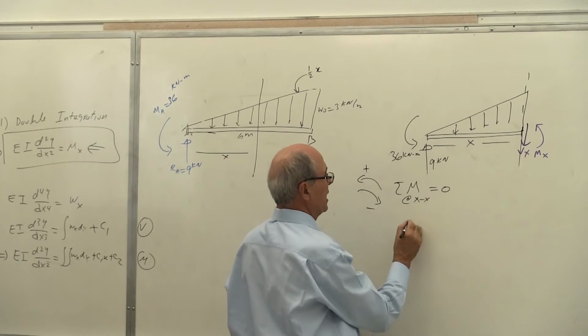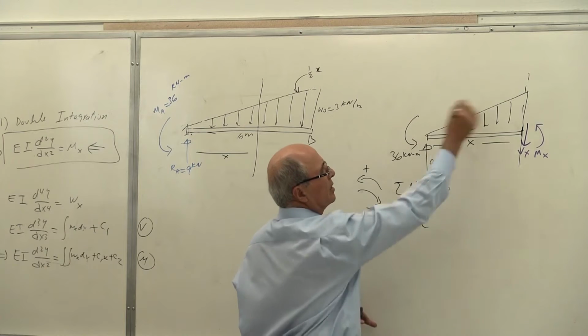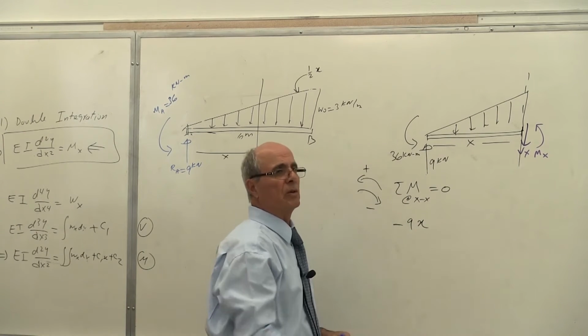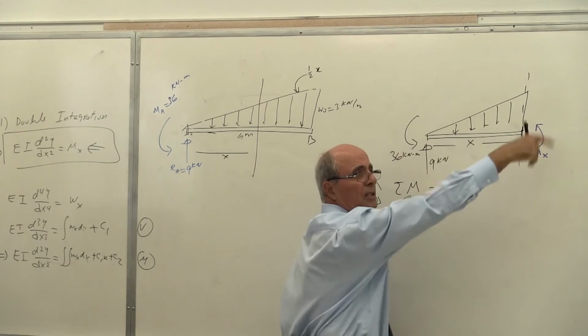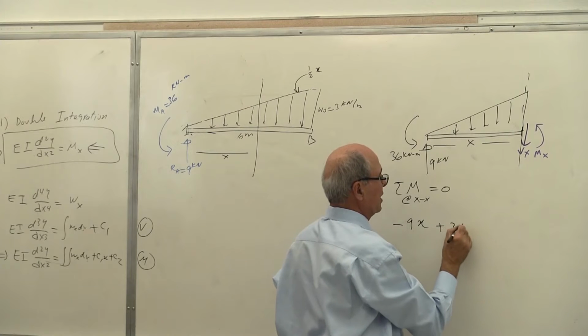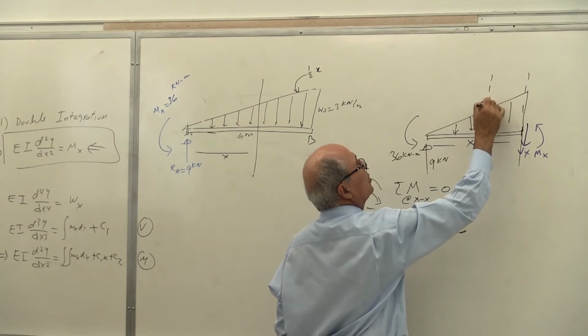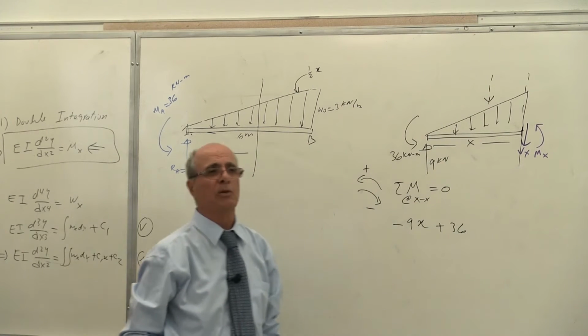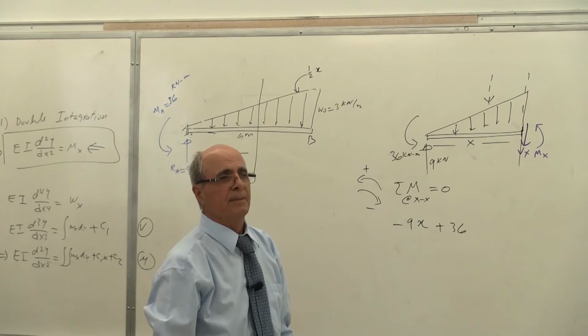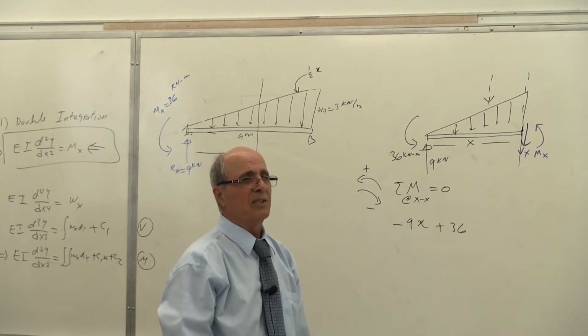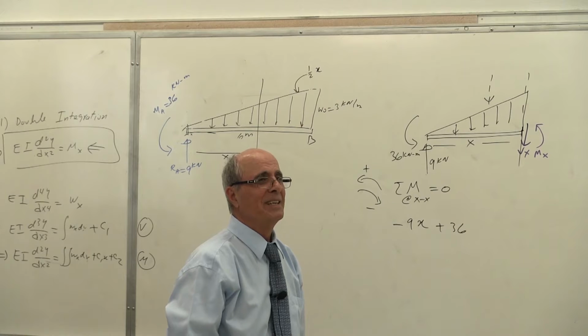So 9 times x, and that is negative. Yes or no? Then plus what? Plus 36. Then plus what? Well, how much load do I have? Now, here is the problem. How much load do I have here? Faster. How much load is that?